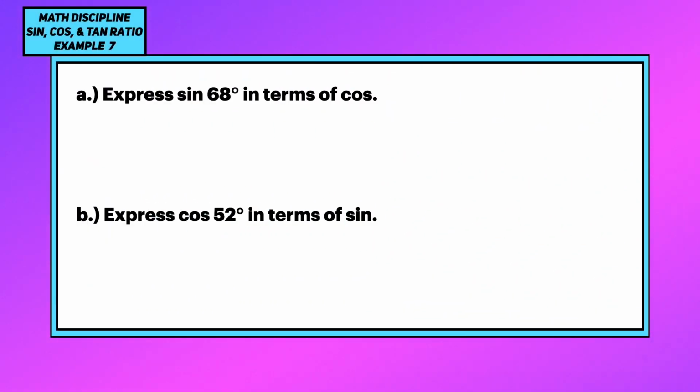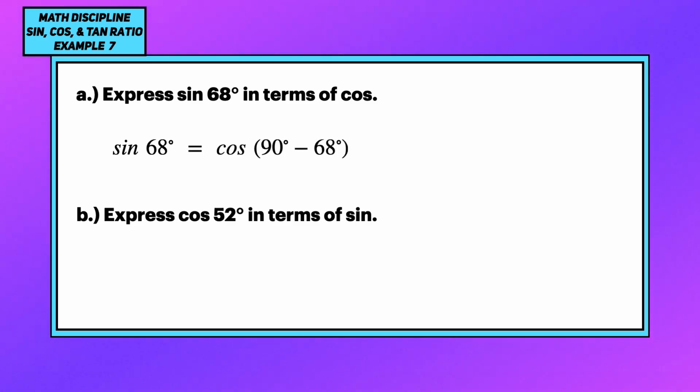Example 7 is similar to examples 3 and 4, but in example 7, we're not given a picture of the triangle. In example 7a, we have to express the sine of 68 degrees in terms of cosine. This is extremely fast and easy. Our answer will have cosine, and we have to find the complementary angle by subtracting 90 degrees minus 68 degrees, so that gives us our answer, which is cosine 22 degrees.